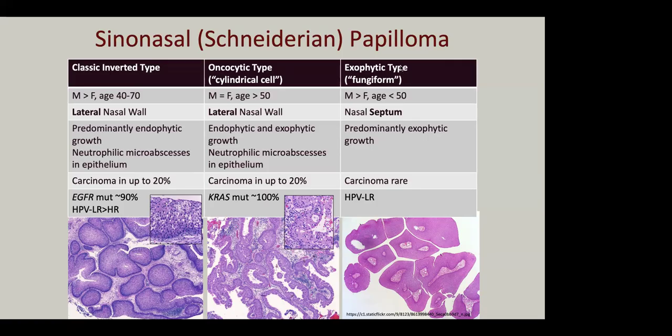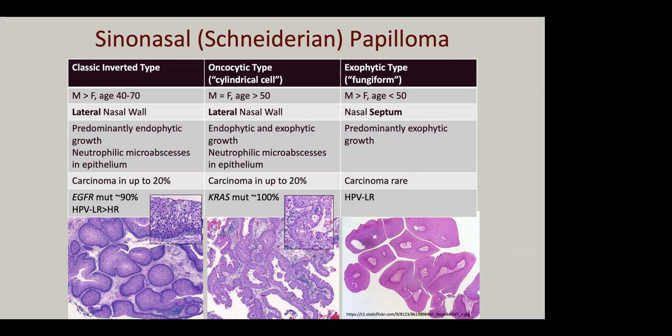The exophytic type on the septum is generally related to low-risk HPV, definitely more exophytic, but unlike the characteristic squamous papillomas of the tongue, for example, the epithelium is extraordinarily thick and can spread along the septum in a horizontal fashion as well.